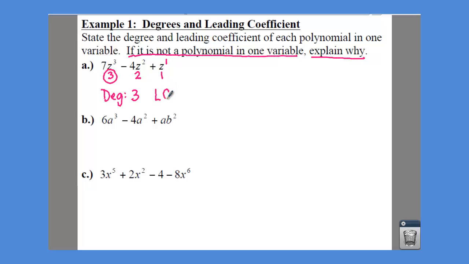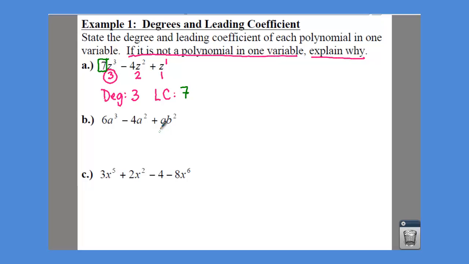Now your leading coefficient, which we will abbreviate as LC, is going to be the number that's out front. So your coefficient is what is in front of your term with the highest degree. So in this case, our leading coefficient is a 7. So that's how you find your degree and your leading coefficient.